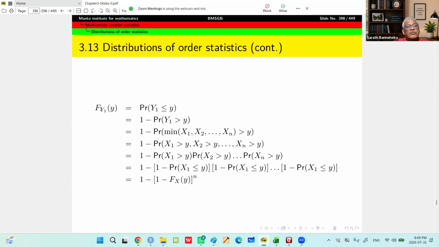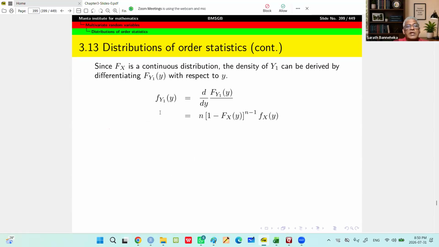We can get the density function of y1 by differentiating this expression with respect to y. When you do that, you get n to the n times 1 minus F_X(y) to the power n minus 1. And you have to multiply that by the derivative of the function inside. When you take the derivative of that one, you get this negative sign, and then you will get the density function of X(y). So this negative and this negative will cancel, and become positive.